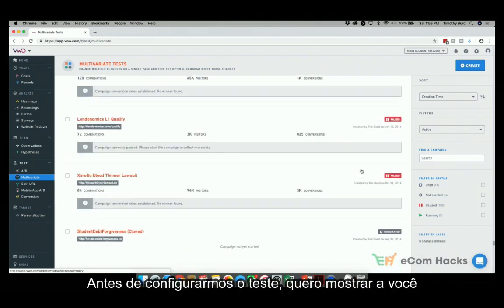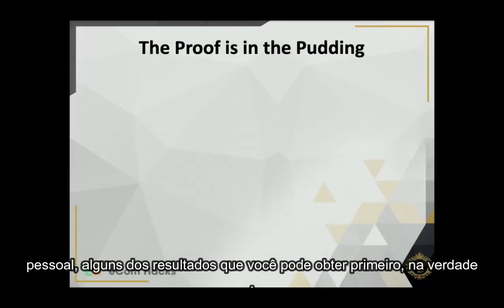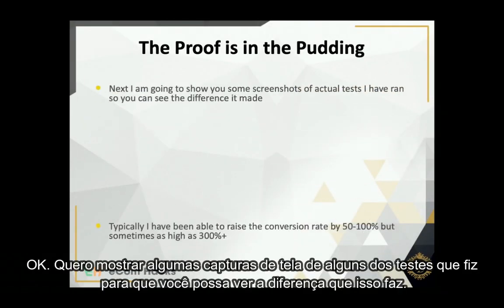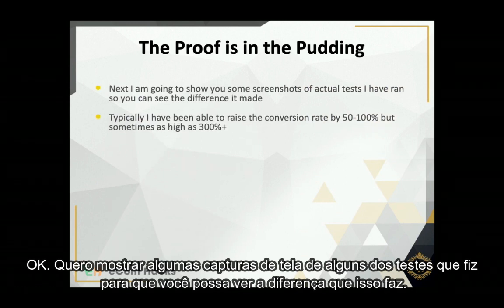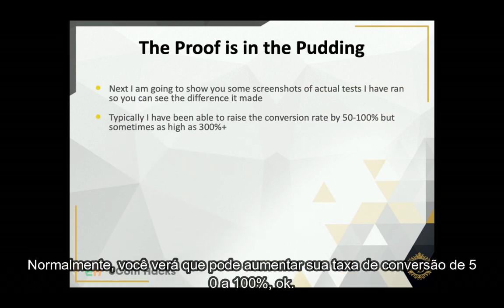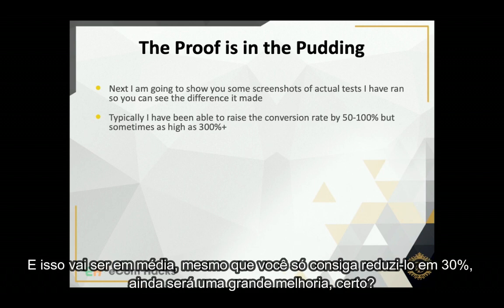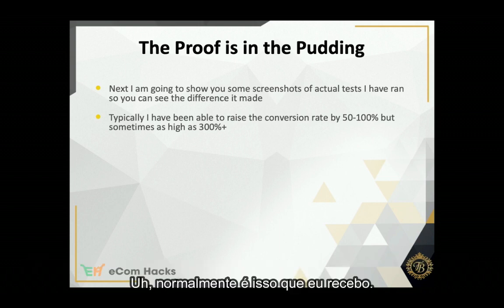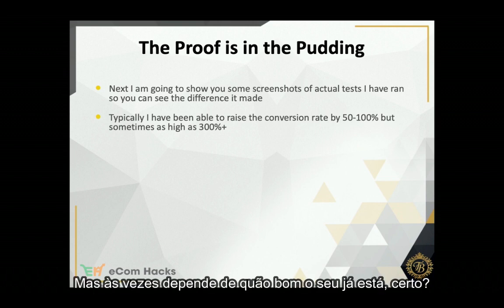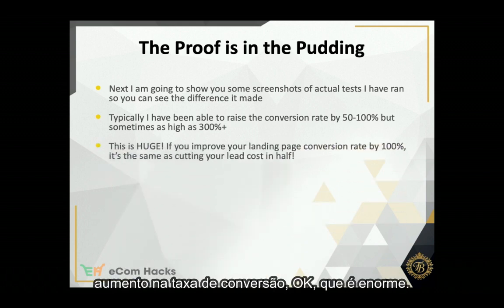Actually, before we set the test up, I want to show you guys some of the results you can get first. Okay, so I want to show you some screenshots of some of the tests I've ran so you can actually see the difference it makes. So typically, you're going to see that you can raise your conversion rate by 50 to 100%, okay? Meaning that you can basically cut whatever your cost per sale is in half, okay? And that's going to be like on average. Even if you can only lower it by 30%, it's still going to be a massive improvement, right? Typically, that's what I get, but sometimes it depends how good yours is already, right? But sometimes I'm able to get as high as a 300% increase in conversion rate, okay? Which is massive. That's huge.